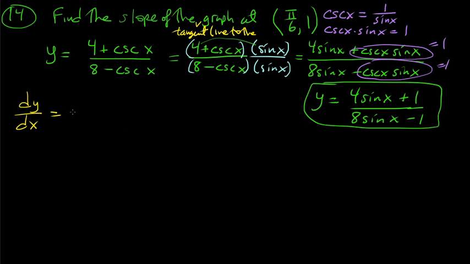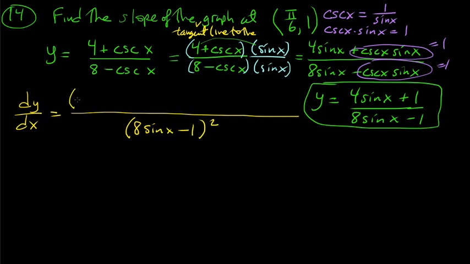Now we can take the derivative just using the quotient rule. So it's the denominator squared. Right. And then we have the numerator. I'm going to have to write small here. Oh, sorry. Denominator times the derivative of the numerator. So the derivative of the numerator is just 4 cosine x, minus numerator times the derivative of the denominator. The derivative of the denominator is 8 cosine x.